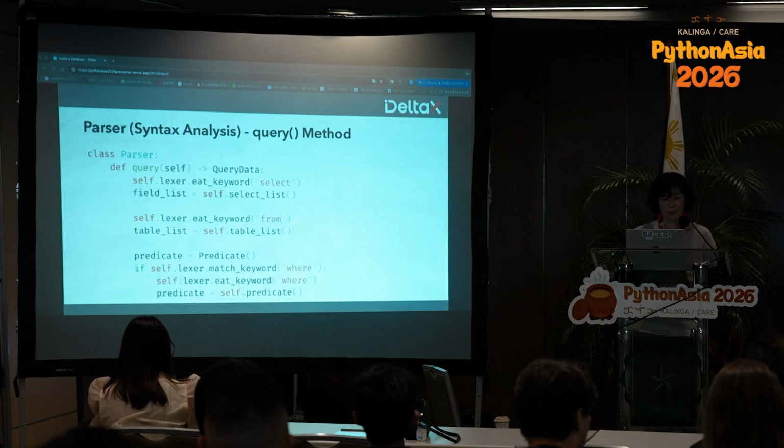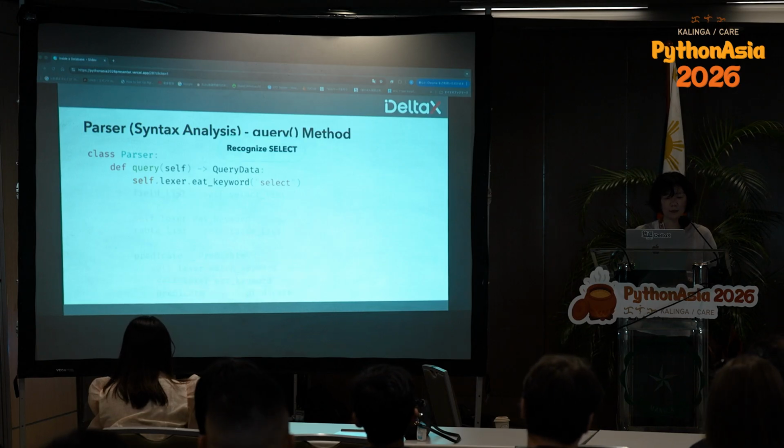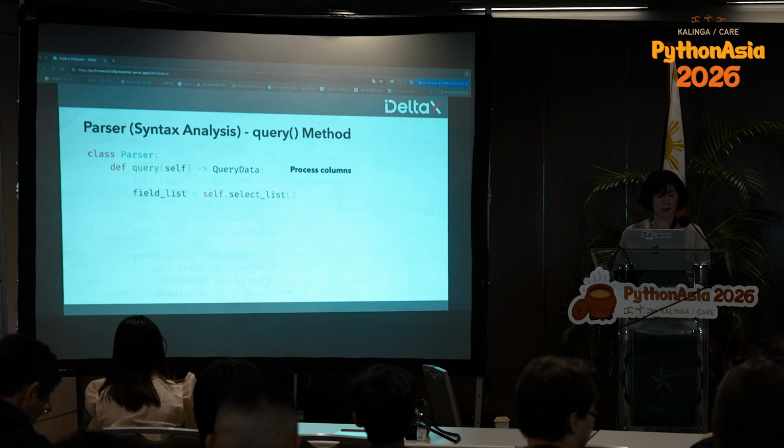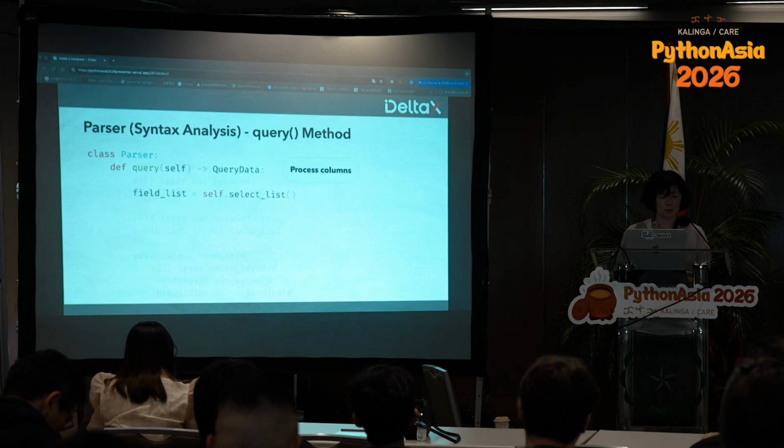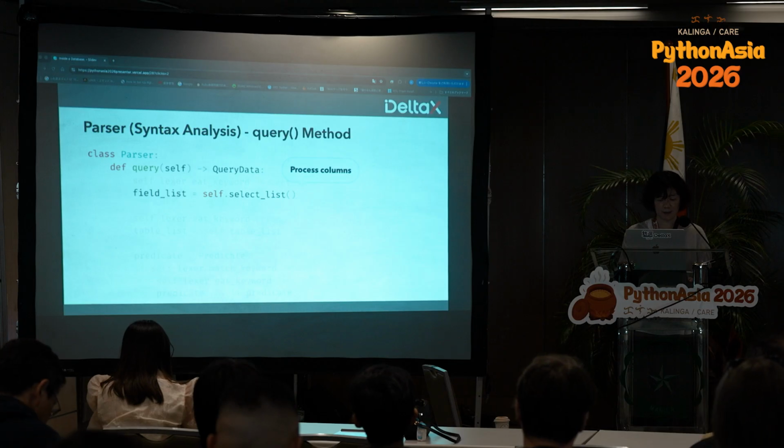This is the query method, the entry point for parsing a select statement. First, each keyword recognizes the select token and advances to the next one. Then, select list processes the column names.